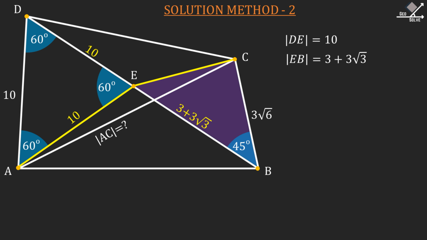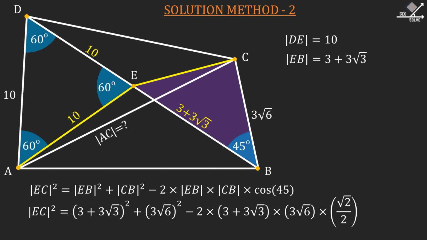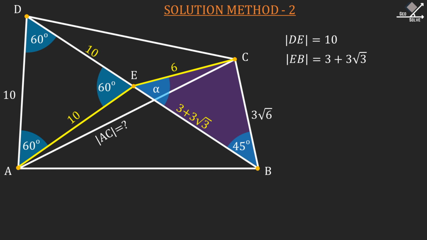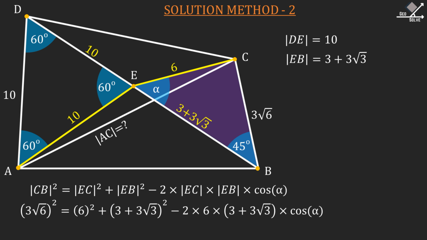Now focus on this triangle. We can apply cosine theorem on this triangle to find the length of the line segment EC. Plugging in the known values, we have this equation. Solving the equation, we can find EC as 6 units. Now, let's call this angle alpha. Applying cosine theorem to the same shaded triangle, we can find the value of alpha. Plugging in the known values, we have this equation. Now, solving the equation for cosine alpha, we can find cosine alpha as 1 over 2.